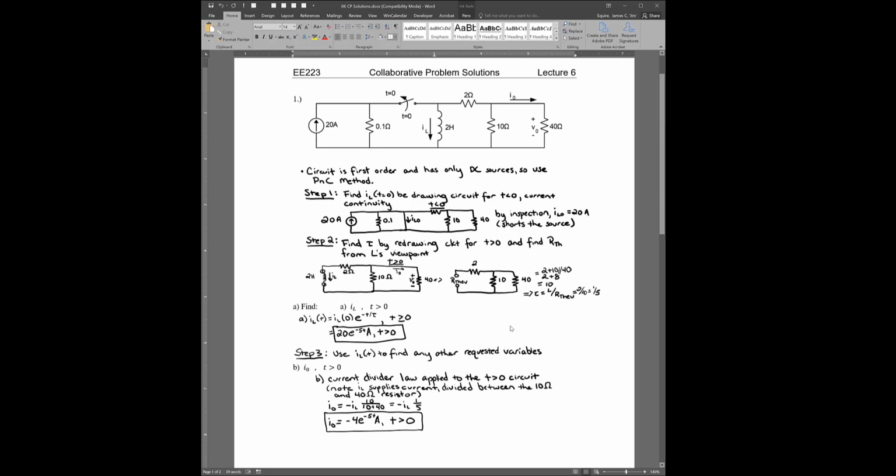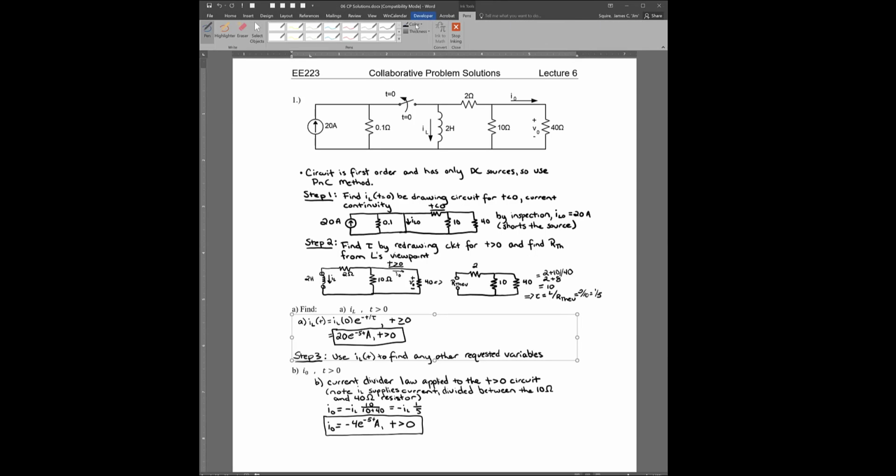Okay, so your question is on the first problem? Yes, sir. For step one, where you're finding IL at zero, you say 20 amps. I could see the 20 amp source, but how can you determine that that's 20 amps with that 0.1 ohm resistor there? Would current not go down that way, or would it just go this way?